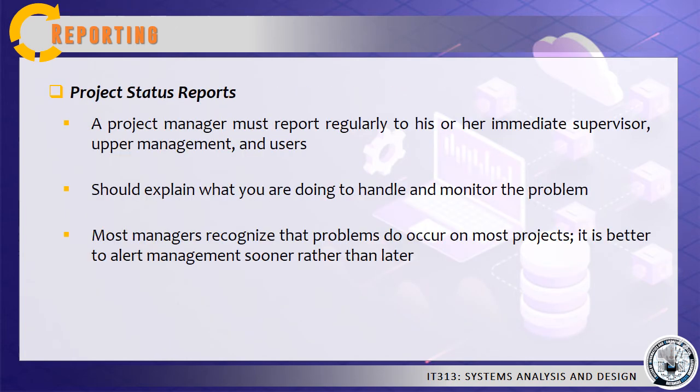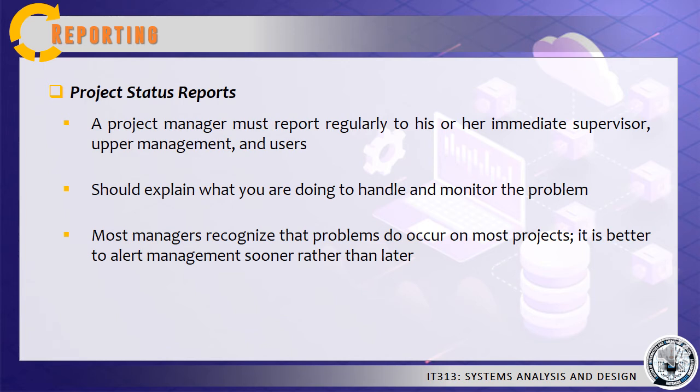A project is in trouble, but the project manager is reluctant to report the problems. The case highlights important ethical issues that often arise in this situation. A project manager must report regularly to his or her immediate supervisor, upper management, and users. Although a progress report might be given verbally to an immediate supervisor, reports to management and users usually are written. Gantt charts often are included in progress reports to show project status graphically.